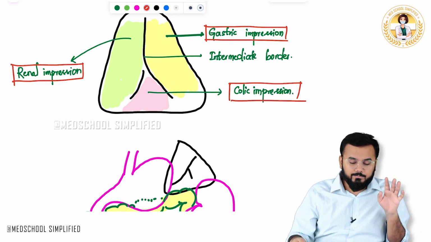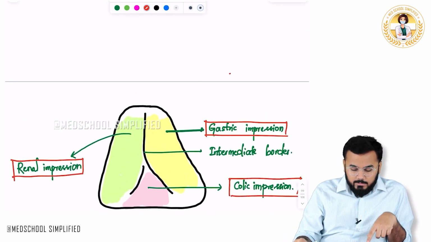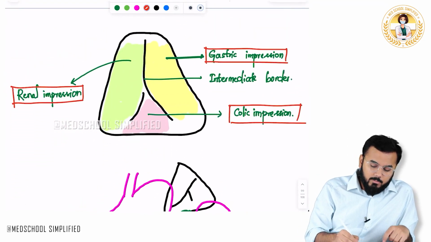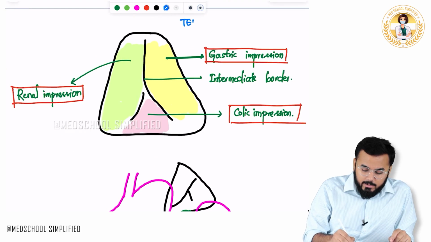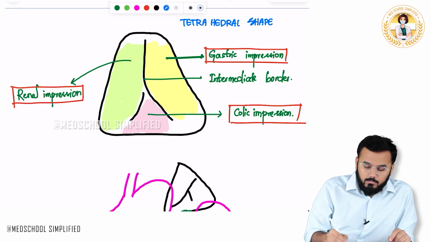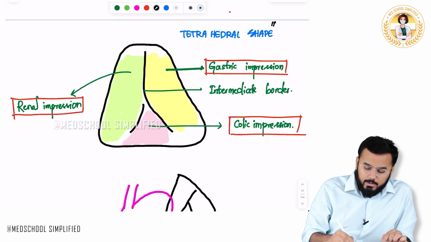Okay, right. Now this one is called wedge shaped, and by the way, what is the name of this? This is called the tetrahedral shape.